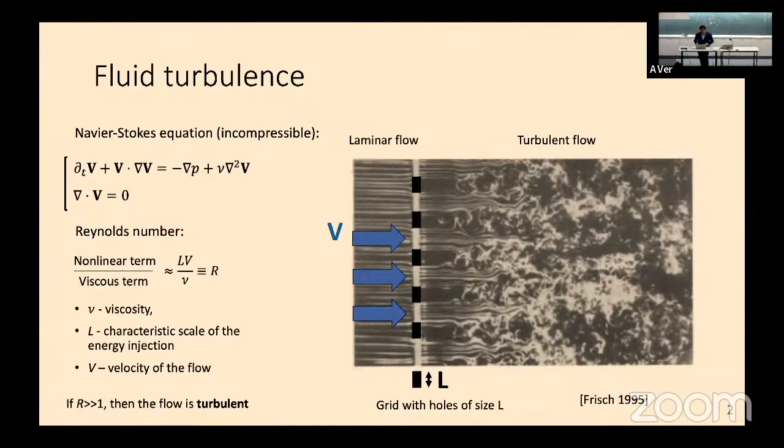if we evaluate the order of magnitude at the scale of injection, gives us the Reynolds number. This number characterizes the flow. If the Reynolds number is much greater than one, then the flow becomes turbulent. On the right-hand side, you can see one experiment showing how the initially laminar flow, after passing through the grid with a characteristic scale, becomes turbulent. This is the turbulent fluctuations of the flow.